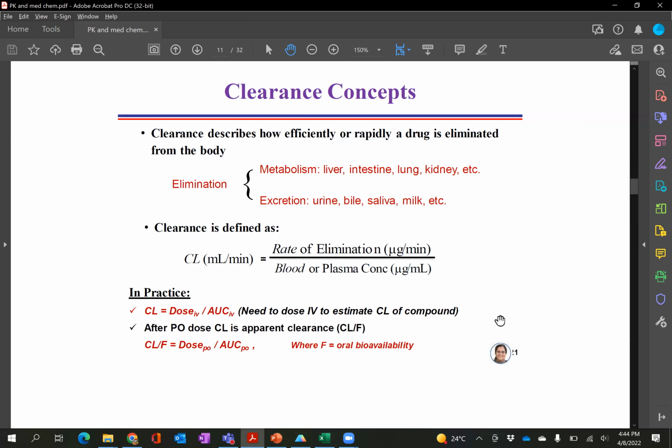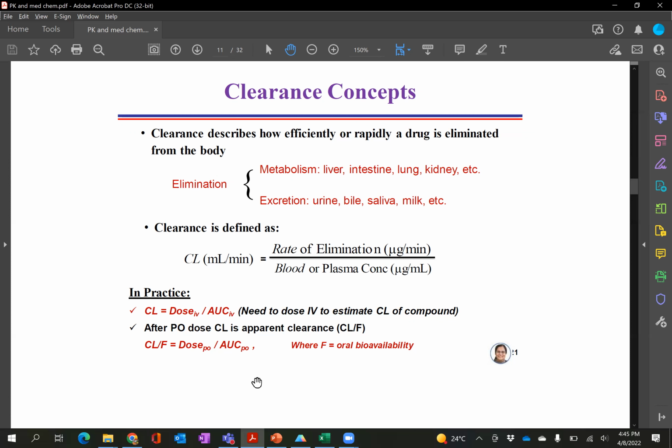Then for oral dose, clearance divided by F, which is the bioavailability, equals the PO dose divided by the PO AUC. But you have to measure the clearance by IV injection to be able to get it. If you divide the first equation by the second one, F equals the ratio of the two. That's how you calculate the oral bioavailability.